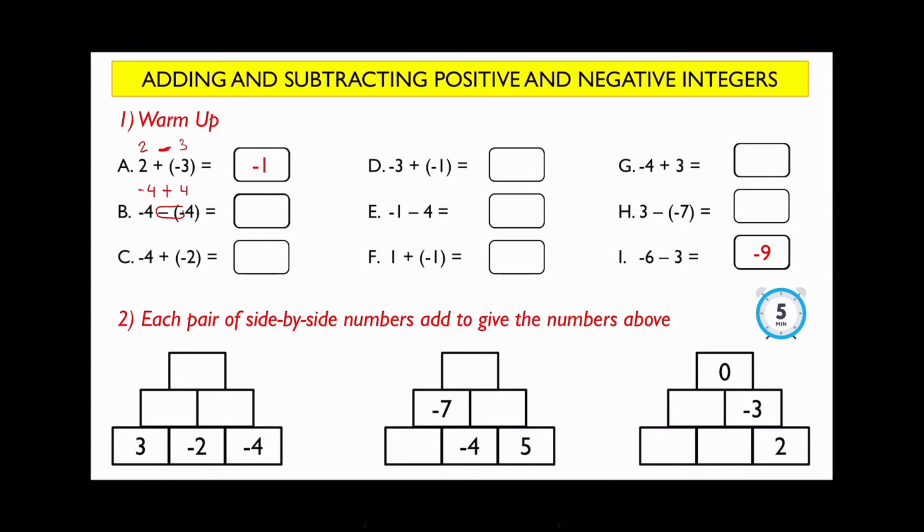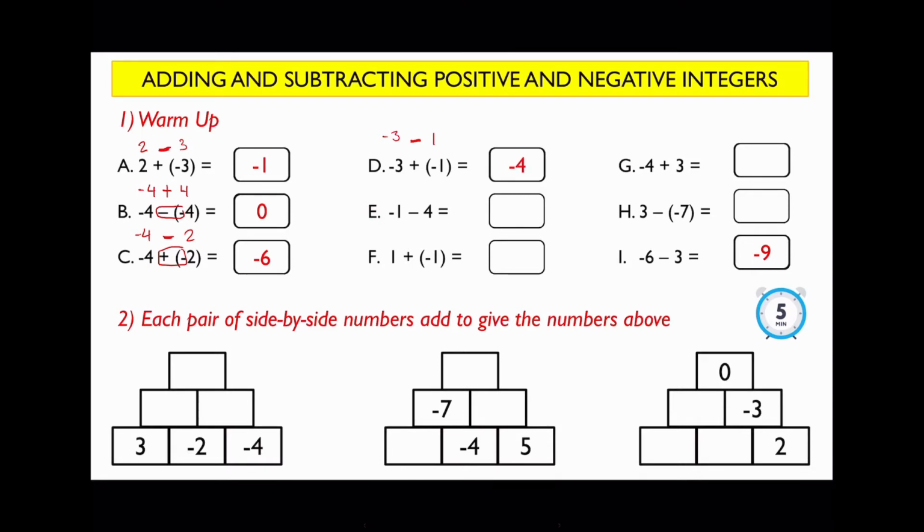So what is negative 4 plus 4? This is going to equal 0. You've got two different signs, therefore this is a takeaway. So what is negative 4 take away 2? This becomes more negative, so it's going to become negative 6. For part D, two different symbols, so you've got a takeaway. Negative 3 take away 1 is going to equal negative 4.